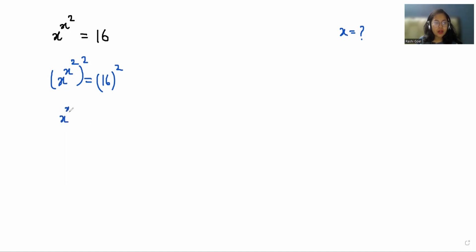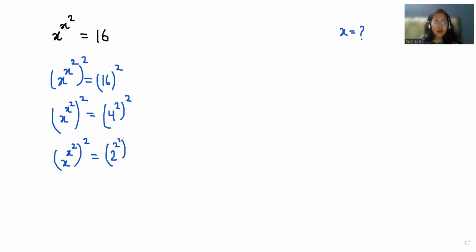Now x power 2 whole square is equal to 16. We can write it as 4 square whole square. Now x power 2 whole square is equal to 4. We can write it as 2 square whole square. Now if we compare both sides, the value of x is 2.